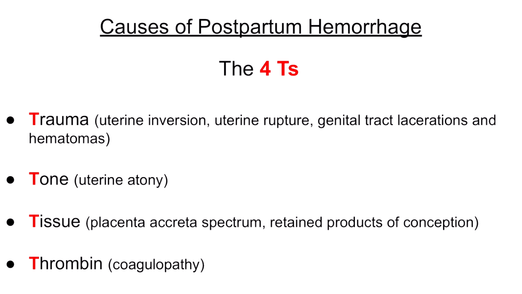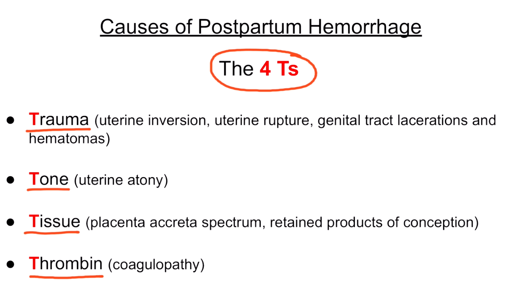Here we see a slide highlighting the causes of postpartum hemorrhage, which some students remember as the 4 T's. This mnemonic groups the causes into one of 4 categories: trauma, tone, tissue, and thrombin. It can be helpful to have these in mind as you assess patients with PPH where the cause isn't yet determined. We'll be sure to highlight these as we go.